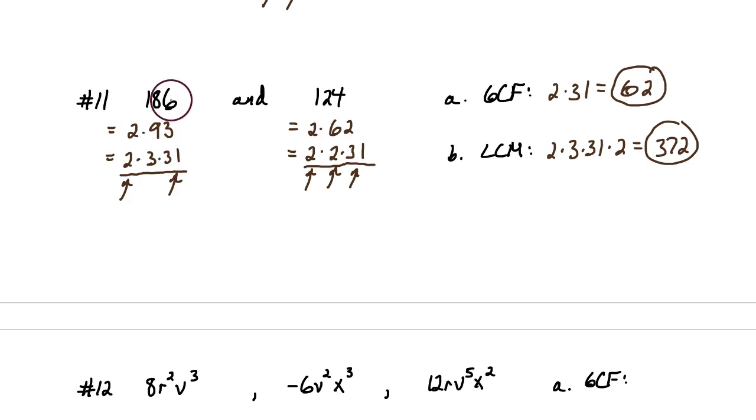186 times 2 is 372. And 124 times 3 is 372. It's the smallest number that both of these can be changed into through multiplying.